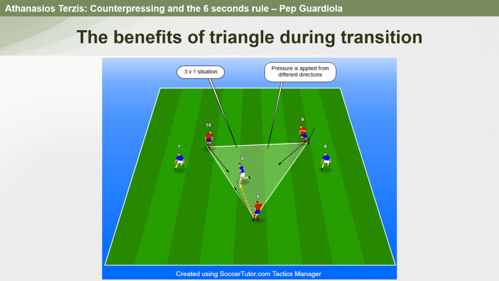The triangle created by the three Barcelona players and the short distances between each other enable them to apply immediate pressure to the opponent who wins the ball. On this occasion, the pressure is applied from different directions and there is probably no way for the opponent to escape this pressure.